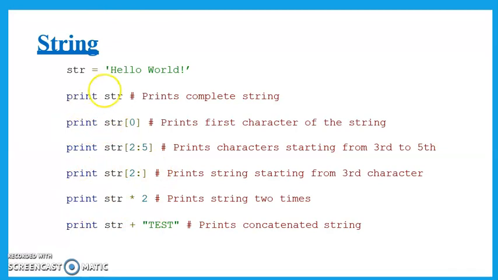The next statement is print str * 2. This is the replication operator, so the particular string is replicated 2 times. The hello world string is displayed 2 times: hello world, hello world. The statement print str + "test" uses the concatenation operator. Plus is the concatenation operator. The output of the statement is hello world test, so it concatenates hello world as well as test. These are the various example statements in the string data type.